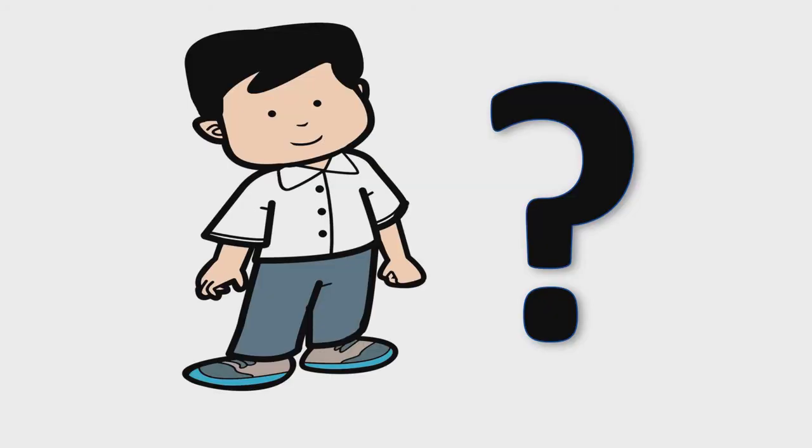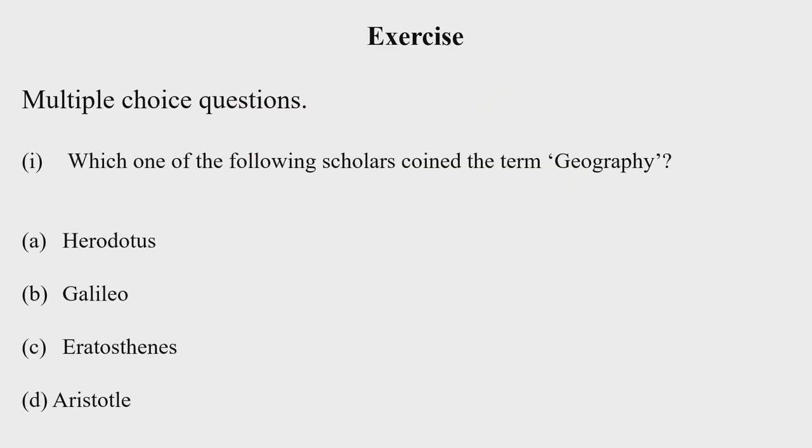Now students, this is the end of this lecture for today. Let's try to recapitulate what we have read via some MCQs. The first question for you is, which one of the following scholars coined the term geography? The options for you are, number 1, Herodotus, number 2, Galileo, number 3, Eratosthenes, and number 4, Aristotle. And the right option for you is Eratosthenes.